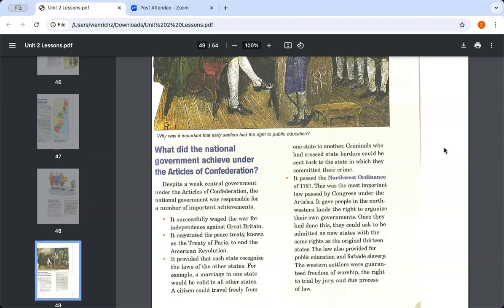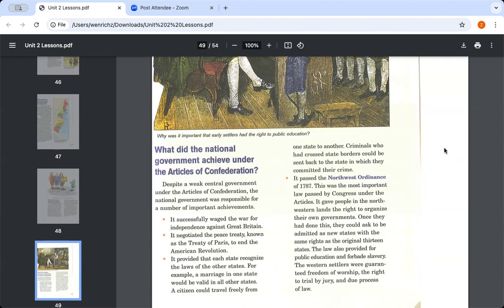It also passed the Northwest Ordinance of 1787. This was the most important law passed by Congress under the Articles. It gave people in the Northwestern lands the right to organize their own governments, which is where Indiana will come from.